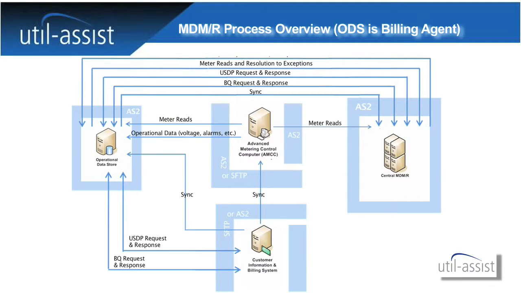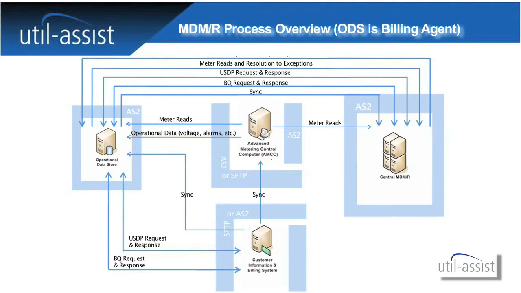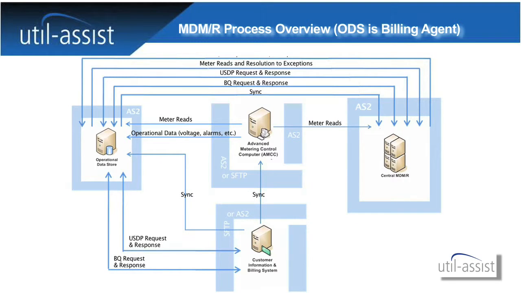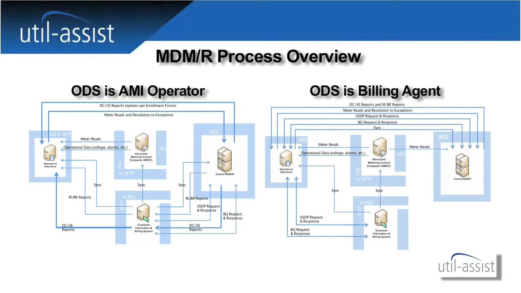In this configuration, the ODS acts as a billing agent. The ODS interfaces with the MDMR for the USDP request and responses, billing quantity request and responses, and synchronization. As in the standard configuration, the AMCC submits meter reads to both the MDMR and the ODS. The functional requirements of the MDMR are maintained through this configuration. Only two parties can submit AMI data for any SDP, and BQ request files must be provided to the party that sent the BQ request file. These last two configurations, while less common, have been used by some utilities in an effort to minimize programming changes to the CIS.